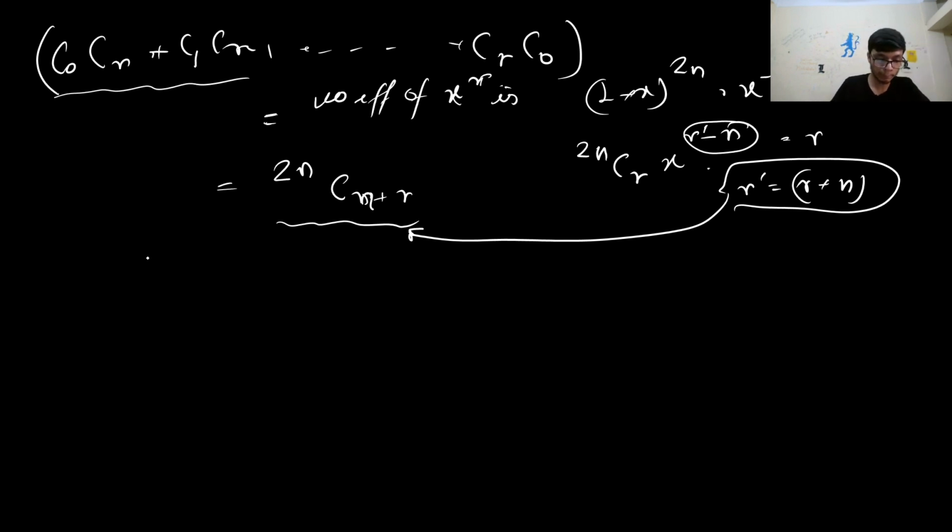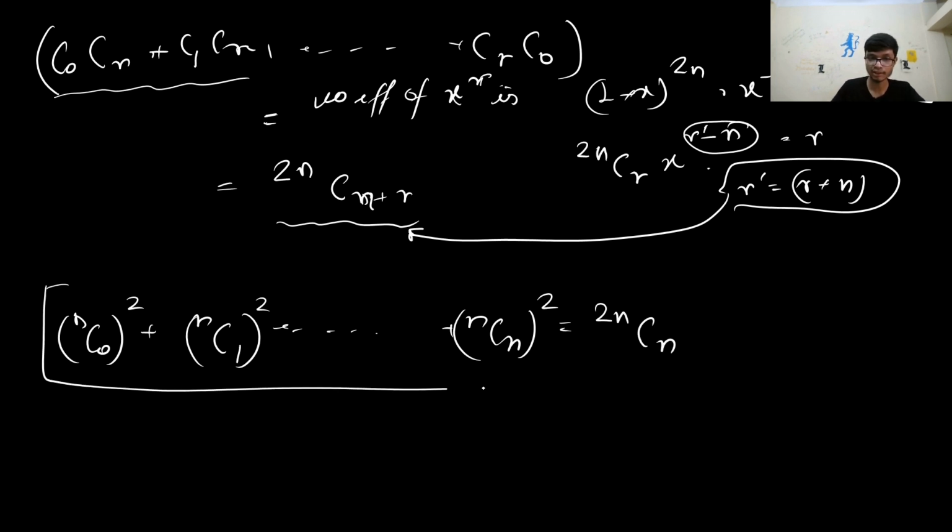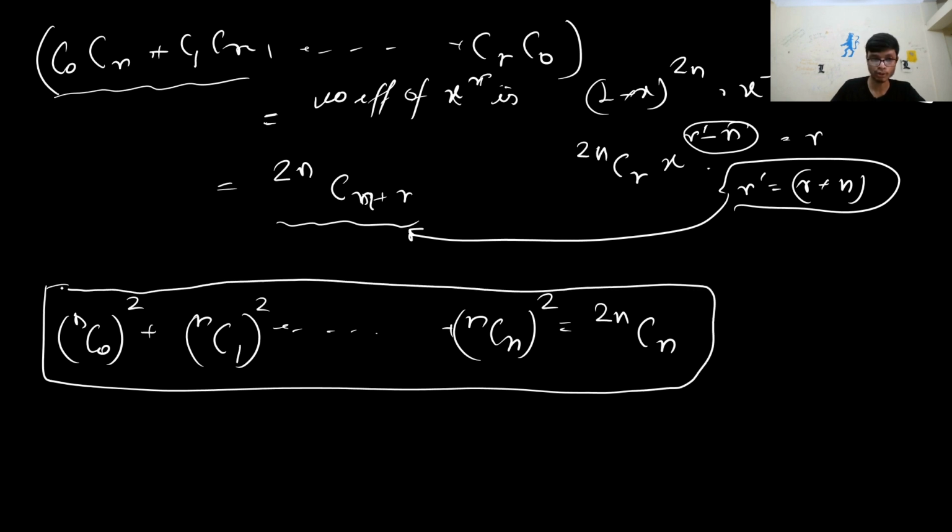So from here, the important result that you must remember is basically nC0 whole square plus nC1 whole square and so on up to nCn whole square, and this value is basically equal to, by taking out the coefficient of x to the power 0, I mean to say the x to the power 0 coefficient. So from here, if I look for x to the power 0, that means basically the r dash will become n, and this result is equal to 2nCn. So you have to directly remember this particular result. This particular result comes very handy in problem solving. Okay, so I hope this particular thing is clear.